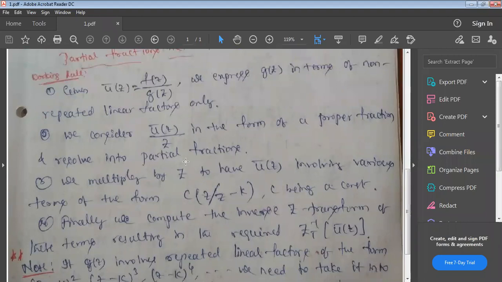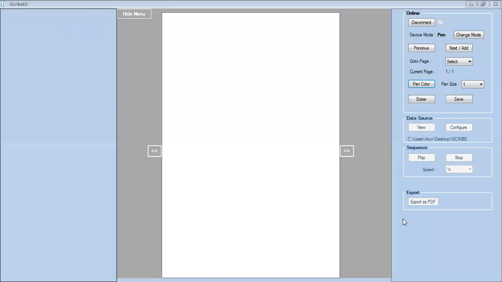I'll take a particular example, and again I'm going to explain this working procedure step by step, so that you can easily understand these rules here. Step 1, step 2, step 3. Easily you can understand when I solve one particular example. Okay, so I'll go to the problem solving now. So I'll just take the first problem.